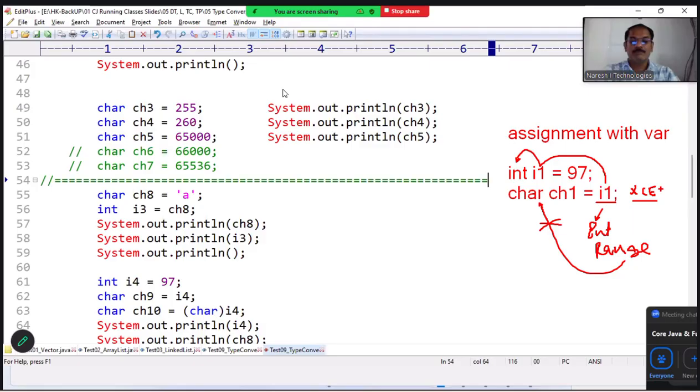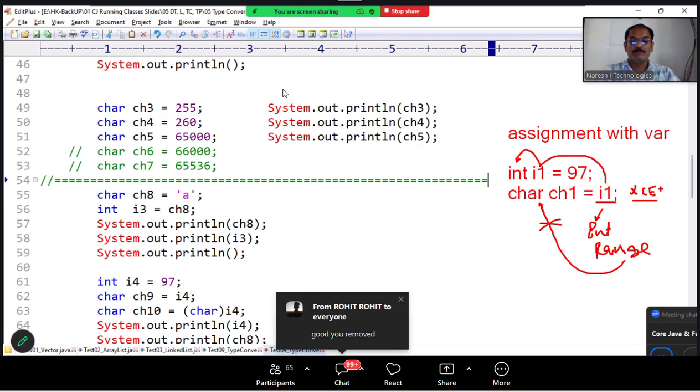Yesterday we discussed literals and variables. If you assign a higher type variable to a lesser type variable, the compiler throws an error. But today you have combined two points, literal assignment and variable assignment. What literal have I assigned? A literal within the range of char, 0 up to 65,535. Any error? No error.